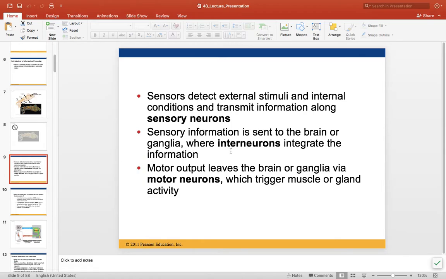That sensory information is going to be sent to the brain or ganglia, which are cells within your brain, where interneurons are going to integrate that information. Basically, those interneurons are going to send that information to the right part of the brain to be processed and figure out what's going on with that sensory input. Motor output are going to be neurons that leave the brain or ganglia and then trigger muscle or gland activity. So a response.